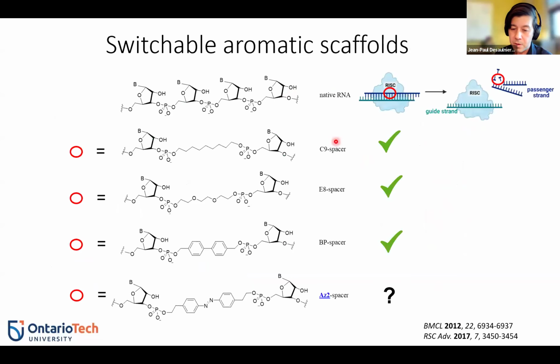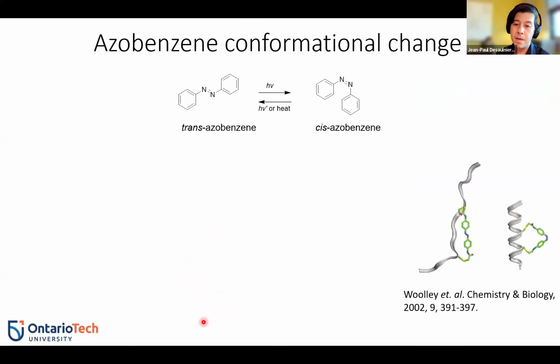So, I don't have time to go through all the different derivatives that we've made, but certainly, these different linkages worked. And then we looked at conformationally constraining groups like biphenyls, and those worked as well. So it really didn't seem to matter what we put at the central region within the scope. So we hypothesized that by placing azobenzene, maybe we could have a way to retain activity, but azobenzene being a photoswitchable molecule, maybe we could actually control the activity of the siRNA.